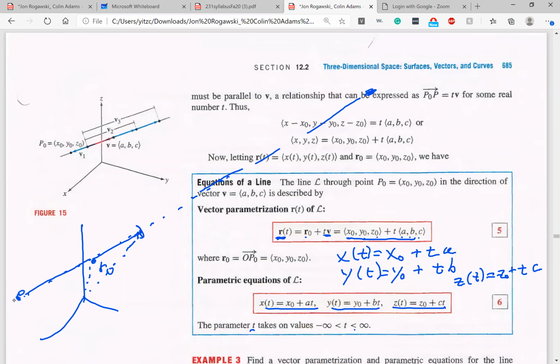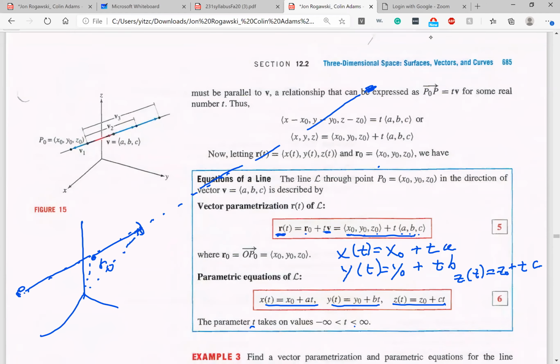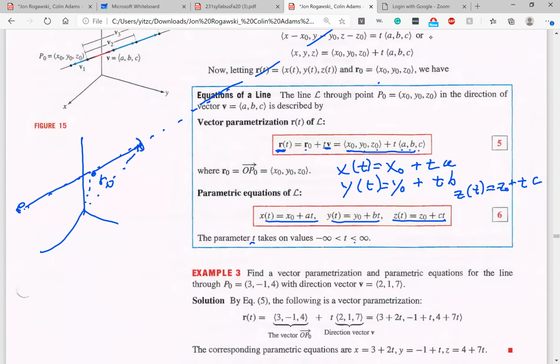Are there any questions about how to write lines? No, it's great. Thank you.